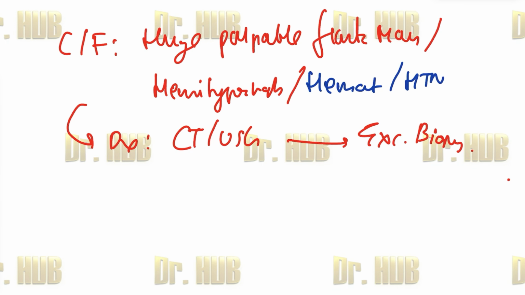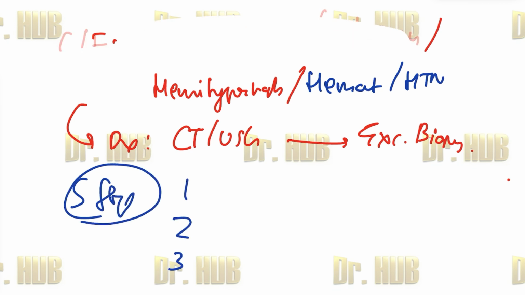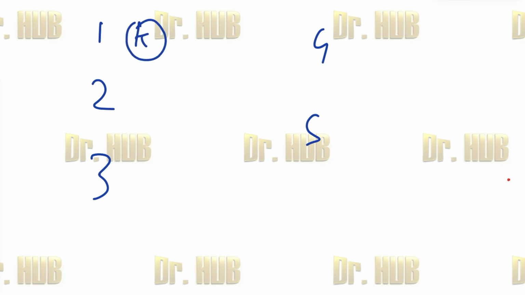Now let's understand the staging of the tumor. The tumor is divided into 5 stages: stage 1, 2, 3, 4 and 5. Stage 1 is confined to the kidney, with complete excision, the renal capsule intact, negative resection margins, and the lymph nodes negative for Wilms tumor spread.